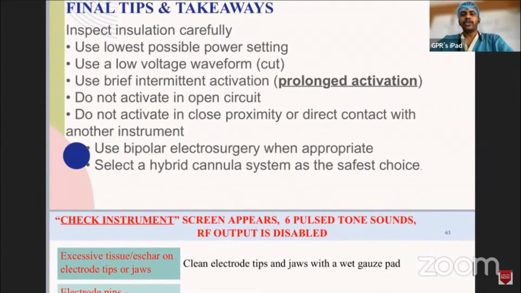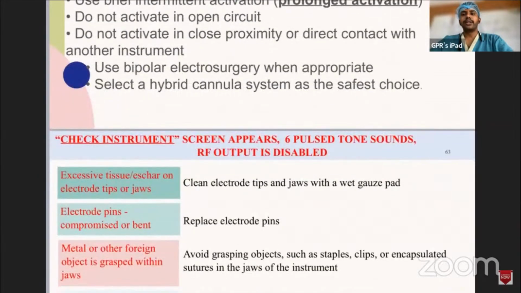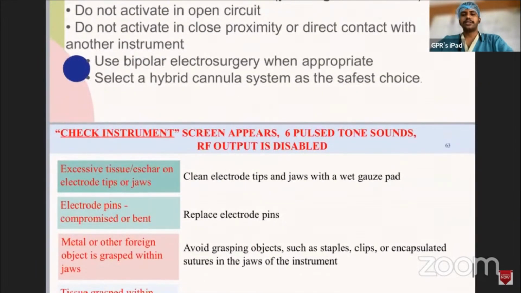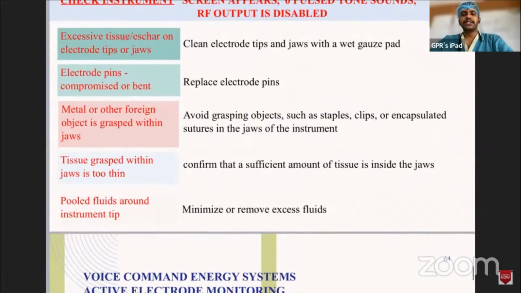We should not activate in close proximity or in direct contact with any other instrument. And we should not use it in open circuit, which is when it is not in contact with the tissue. The bipolar cutter is always preferred, and always use a selective hybrid cannula, which is the safest. Sometimes the electrode pins may be compromised, and we may need to replace them.